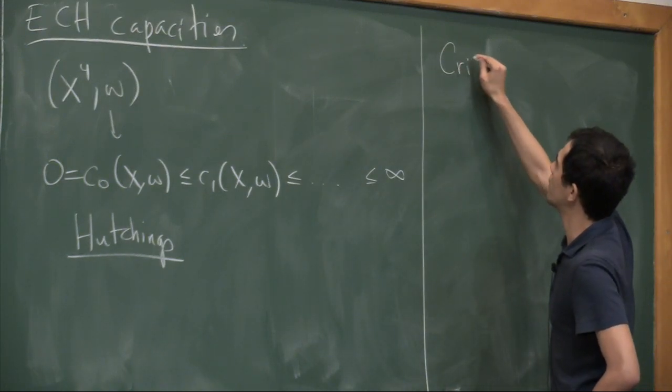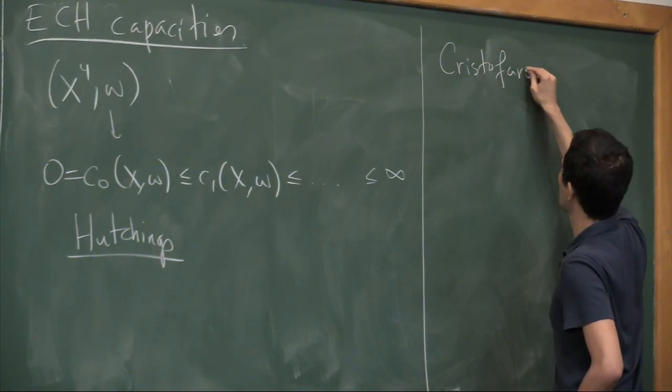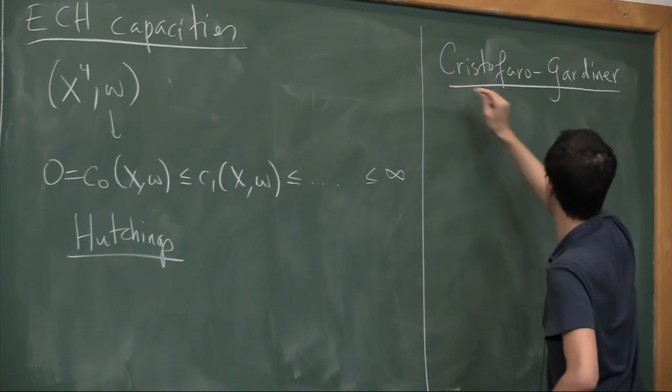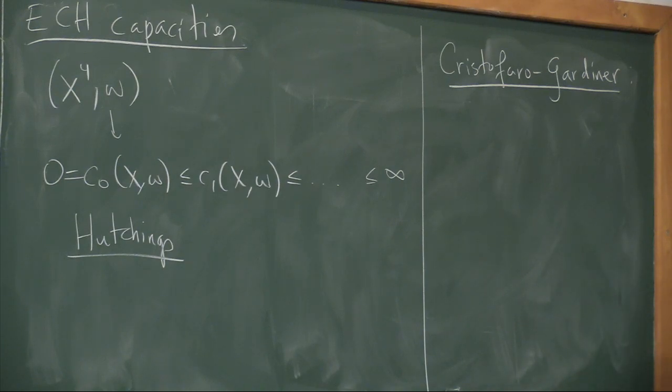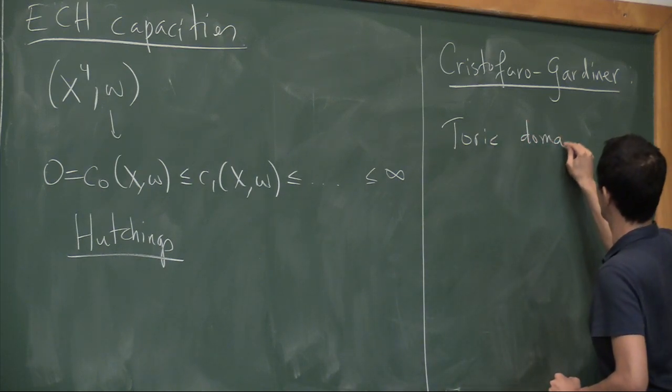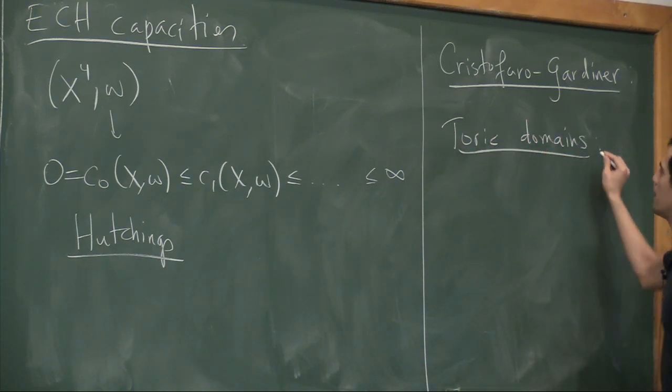So Christopher Gardner basically said the following. Actually, you don't need to only consider ellipsoids. You could consider domains that are a lot more general. So we have these things called toric domains. So let's recall what a toric domain is.